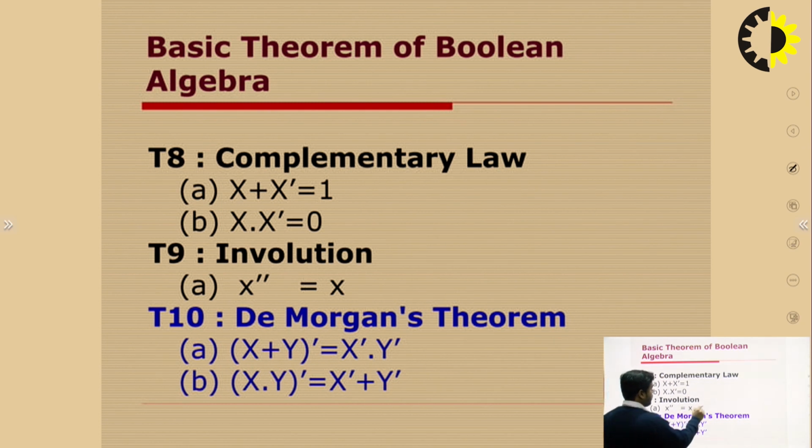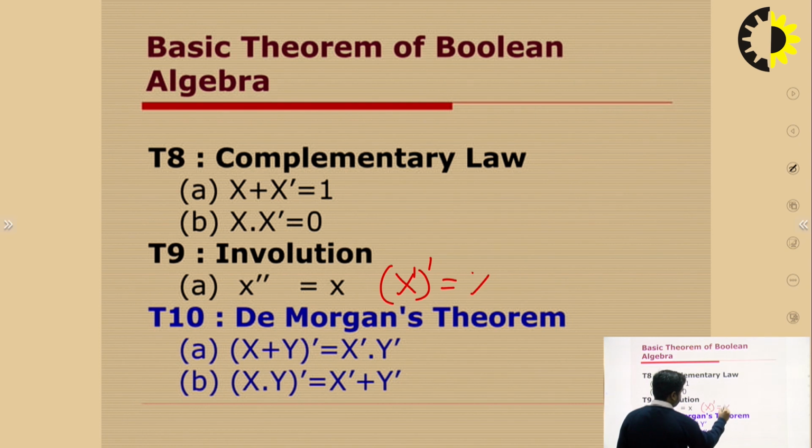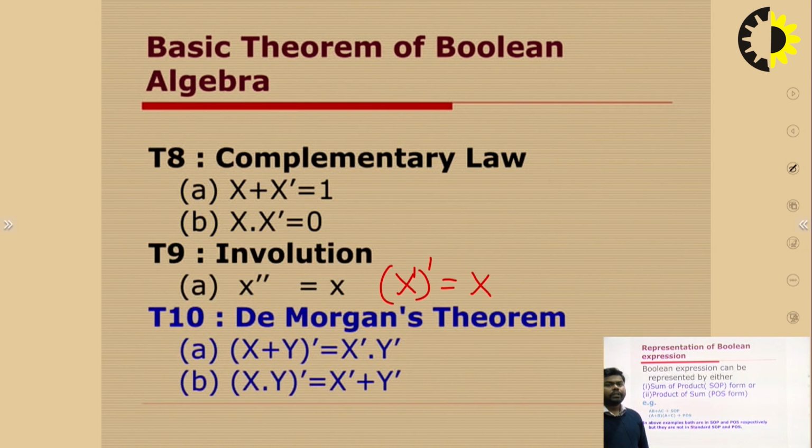It is saying that x dash dash equals x, meaning the complement of x dash. Okay. De Morgan's law. De Morgan's law states that (x plus y) dash equals x dash dot y dash. De Morgan's law is saying that you have to change the sign and you have to use the complement. Okay, this is the statement of De Morgan.